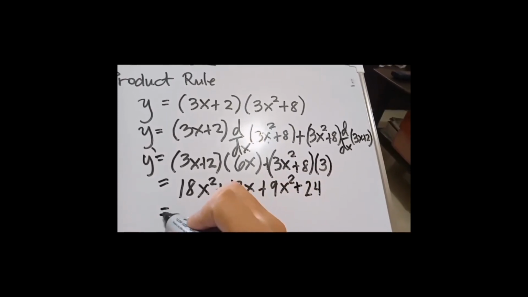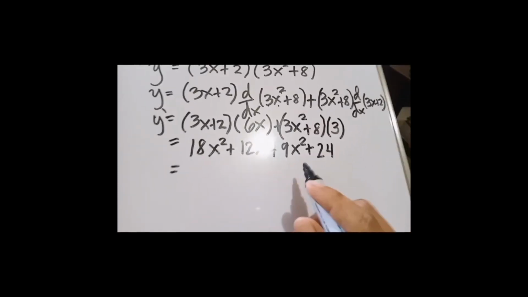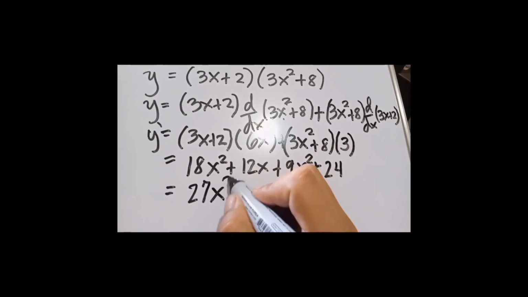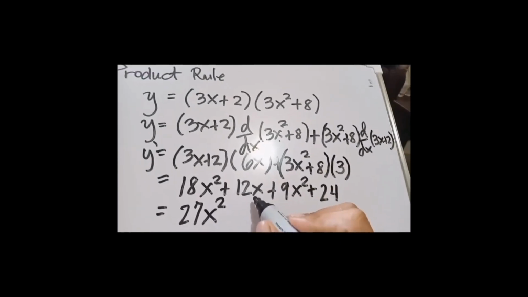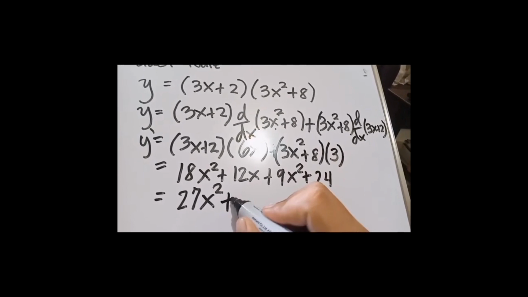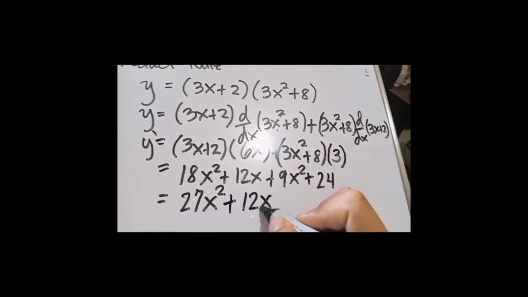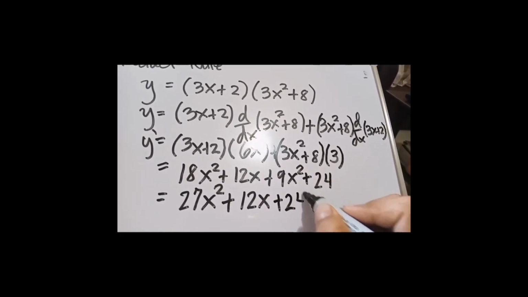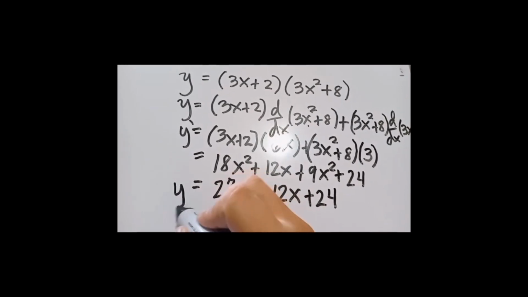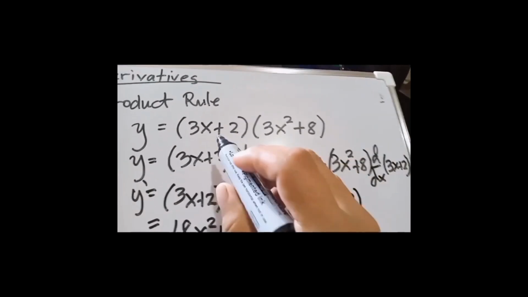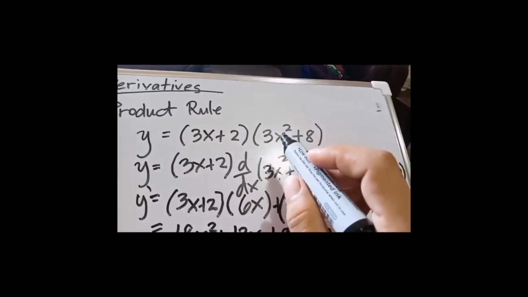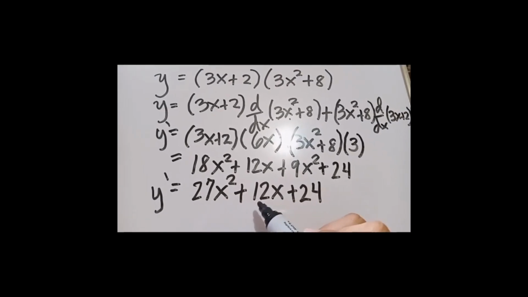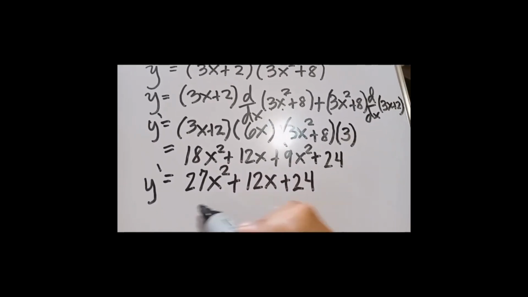Then, let us combine the similar term. 18x squared and the 9x squared, that will be 27x squared. Then, 12x plus yung common term. Now, just rewrite it. And 24. Again, the derivatives of the product of 3x plus 2 and 3x squared plus 8 is 27x squared plus 12x plus 24.